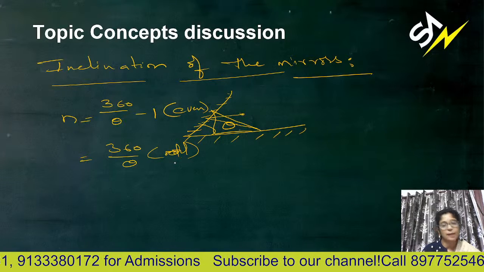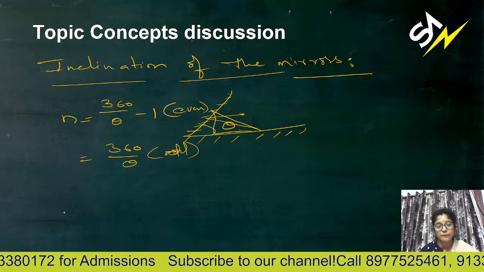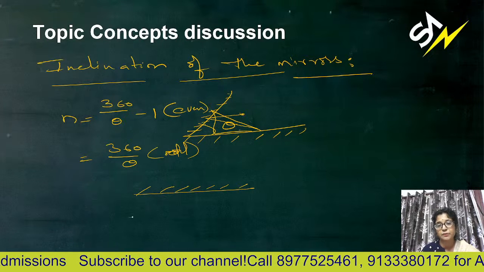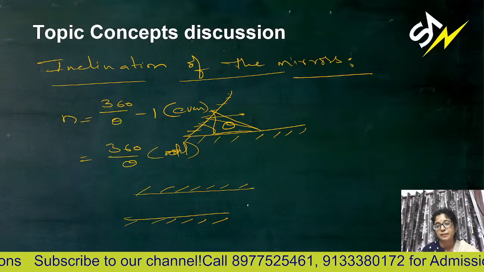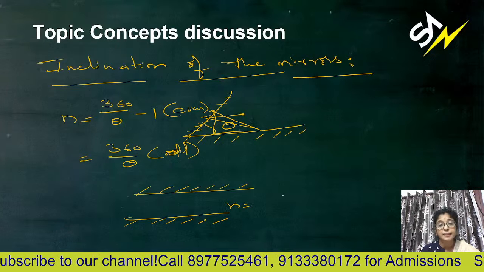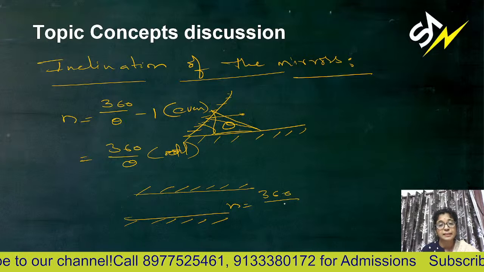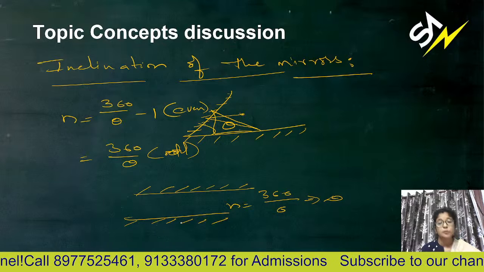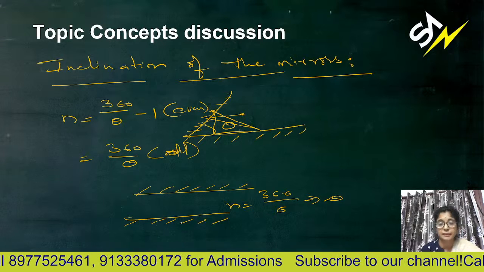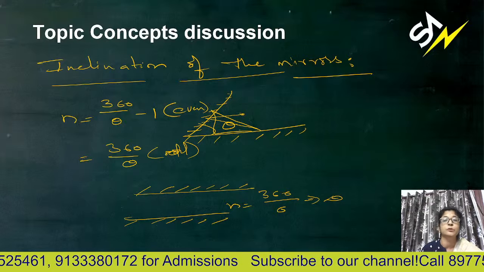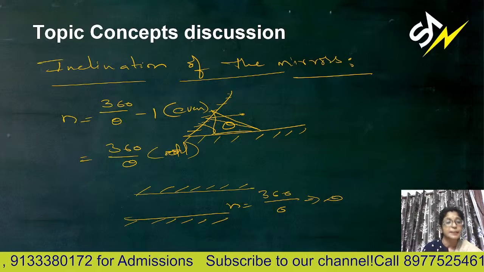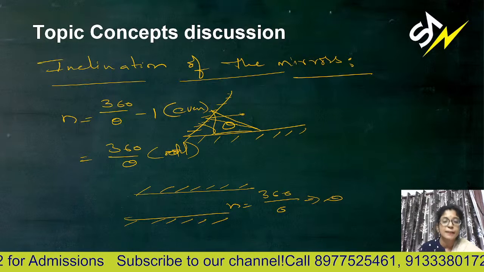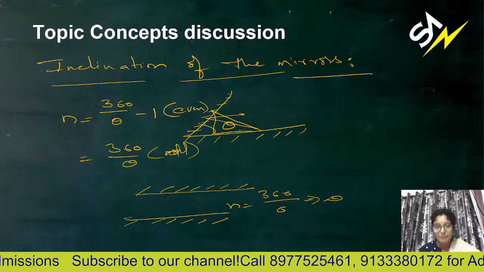Okay, so this is how we find out the number of images. For example, there are two mirrors which are parallel to each other. Then what will be the number of images here? n equals what? 360 by 0, since parallel means theta is 0. That is, there will be an infinite number of images. So multiple reflection takes place. This particular arrangement of parallel mirrors we usually see in the shops, where you can see a number of images. Okay, so n equals 360 by 0.